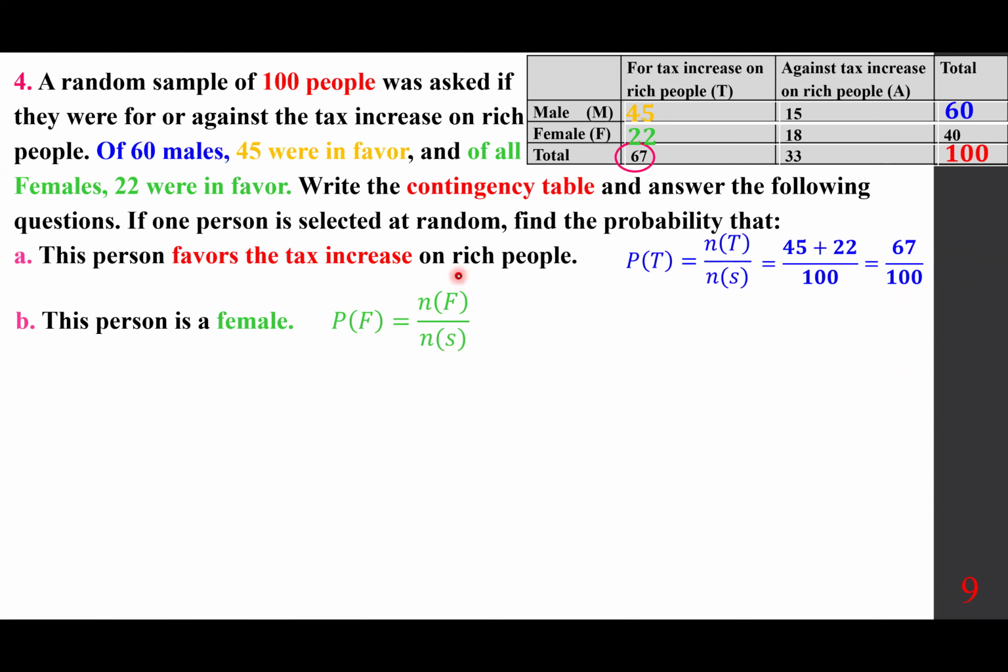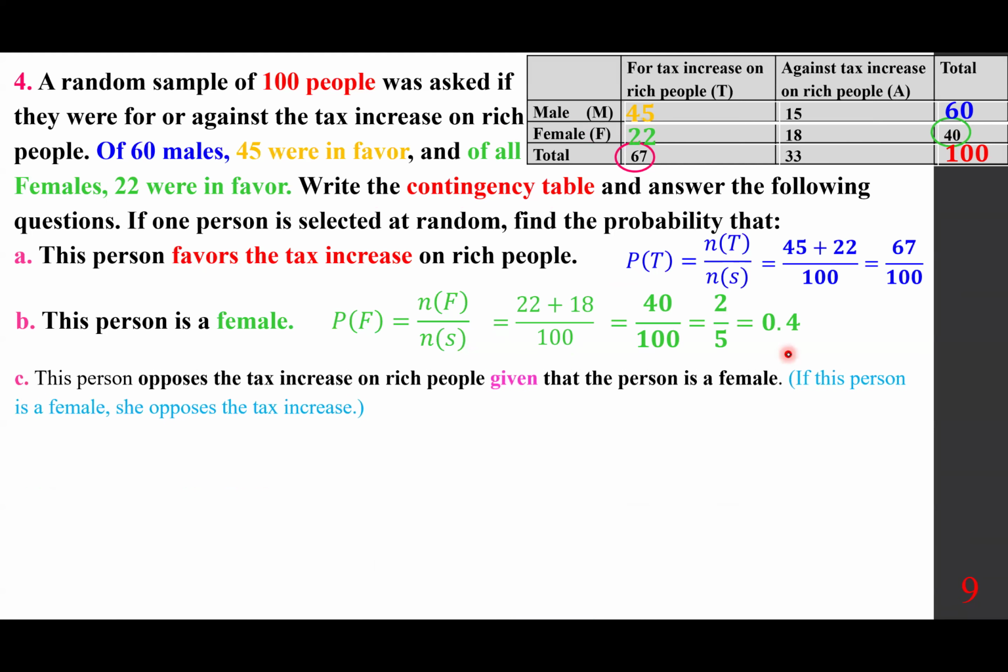How many females? So we look for the F row. We have a total of 40, 22 plus 18. And the answer is 40 over 100. Now, every fraction must be put in its lowest term, 2 over 5 or 0.4. Those are exact answers. Next: this person opposes the tax increase on rich people, given that the person is a female.